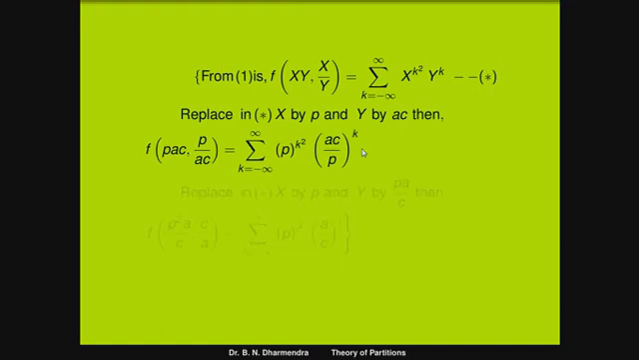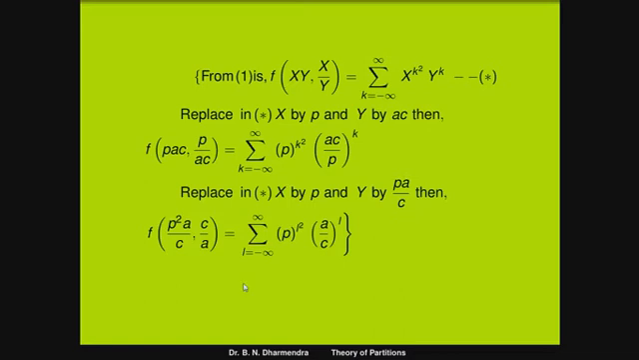And for the second series, we have to replace x by p and y by pa by c. Multiplying the terms, x into y means p square a by c, and x by y means p by (a by c), that is c by a. That is f of (p square a by c, comma c by a), equal to the second series, l running from minus infinity to plus infinity, p to the power of l square into (a by c) whole to the power of l.